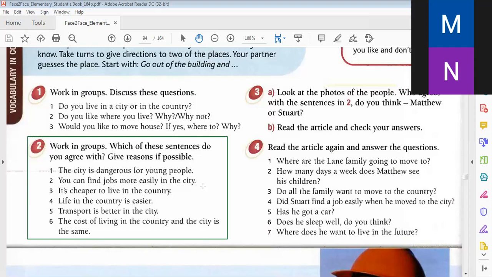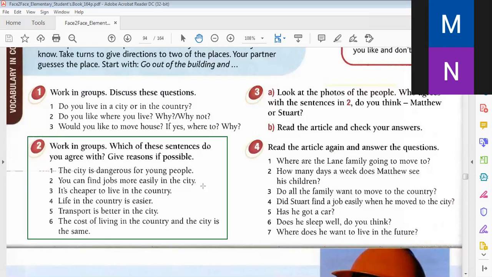Okay, Rana, what about number 2? Do you agree with number 2? You can find jobs easily in the city. Do you think this is true? Yes. But why do you think it's true? Because there are more company. There are more companies in the city. That's actually true. So maybe this means more chances to get a job, right? Yes. Okay.